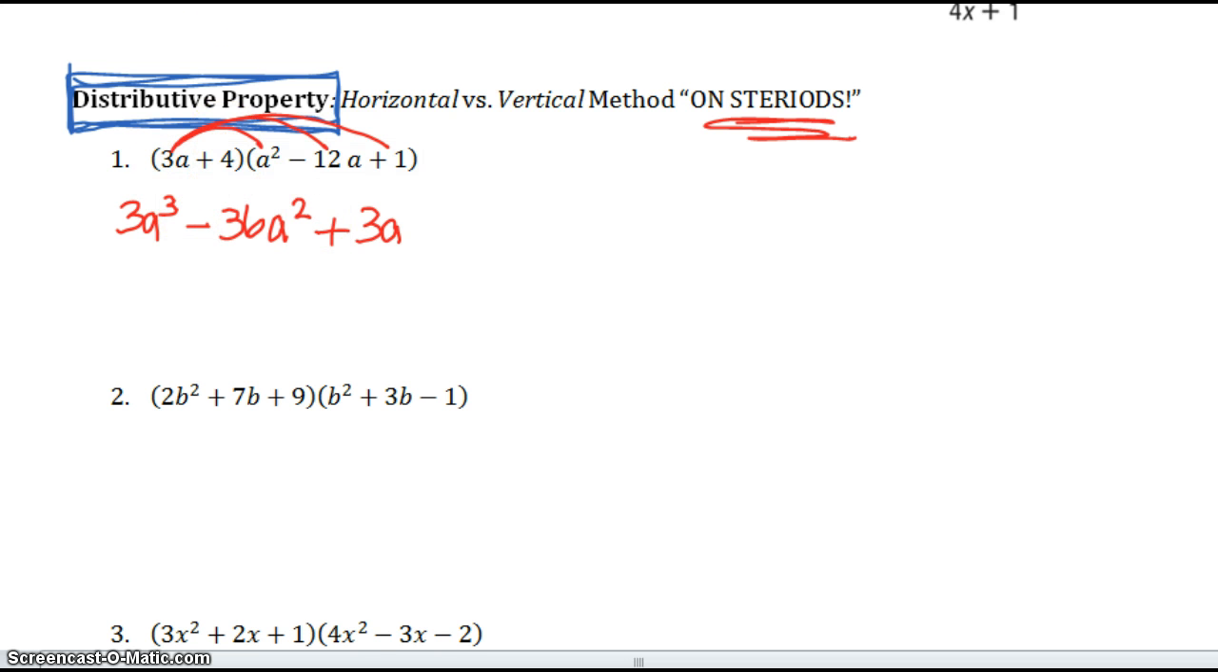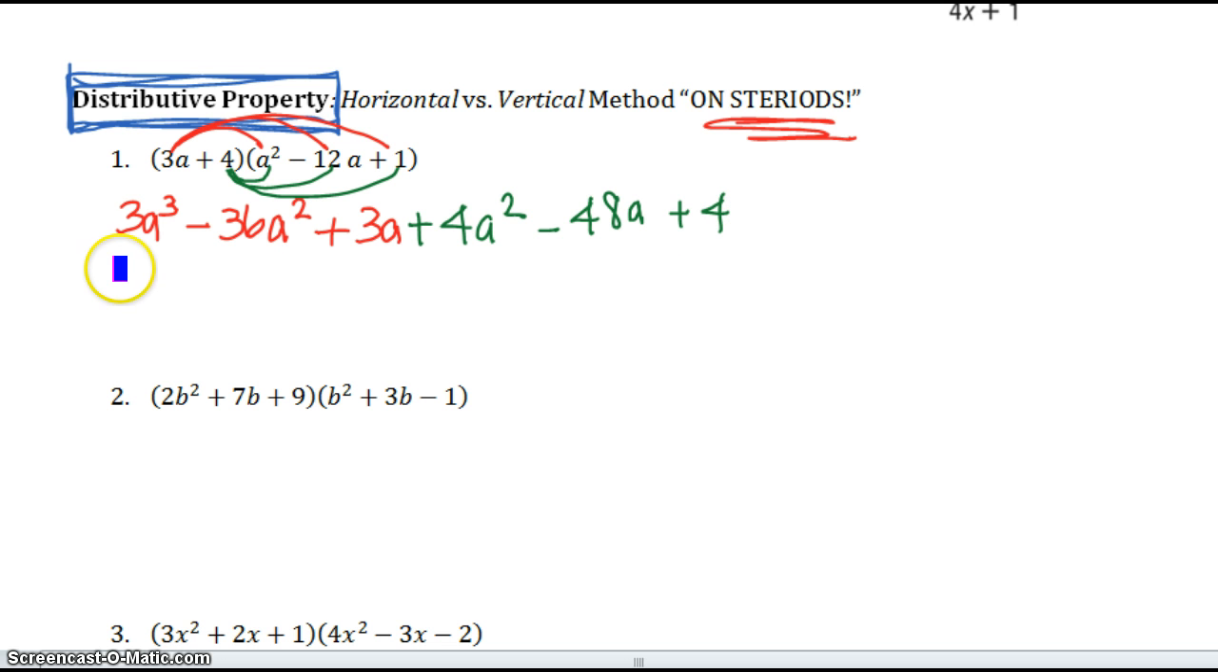Then I'm going to get a new color. I highly recommend getting a new color. You might even do these distributive marks on the bottom so that you don't get lost in all the markings, especially if you don't have colors. So 4 times a squared is 4a squared. 4 times negative 12 is going to be negative 48a, because there's not another a to combine. And then we have 4 times 1 is 4.